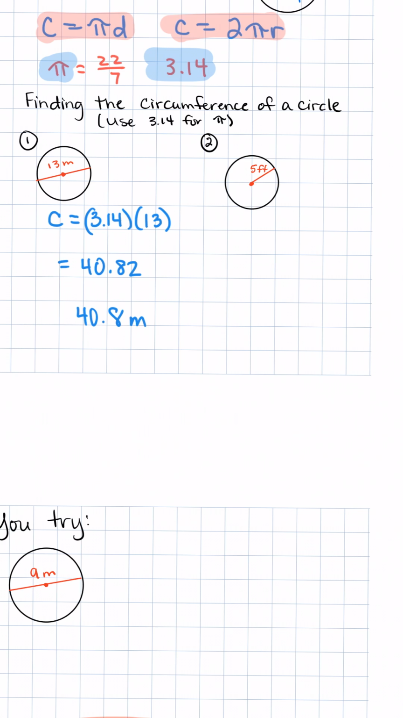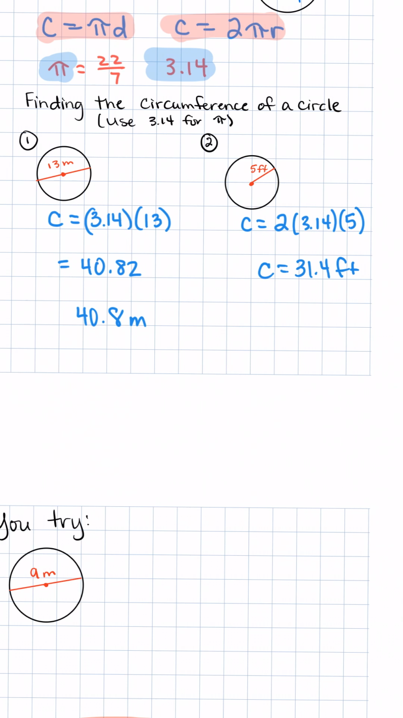So the next one, we only know the radius. So we can go circumference equals 2, because the radius is half the diameter. So 2 times 3.14 times 5. So if we do that, we get 31.4 feet. You can use your calculator.